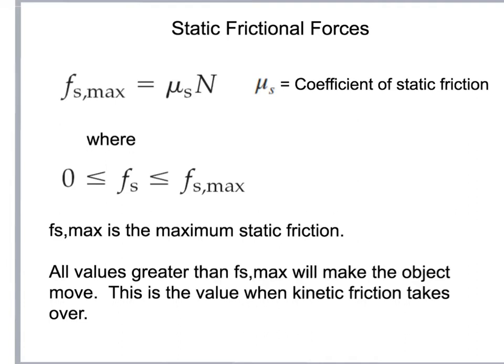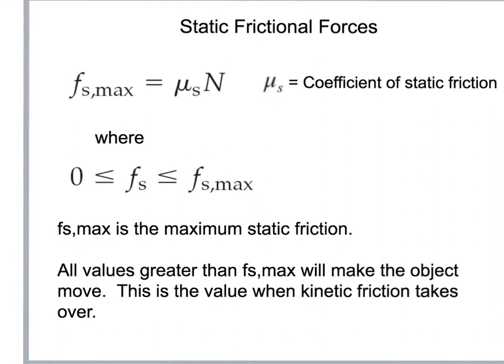All values greater than F sub S max will make the object move. Or, I'm sorry, all values greater than F sub S max. That should say right here. So F sub S max. That's this here, right? The comma makes it look like greater than F sub S, but it's all values greater than this value here. The F sub S max is what's going to make the object move. And once it starts moving, then kinetic friction takes over and will bring it to a stop.